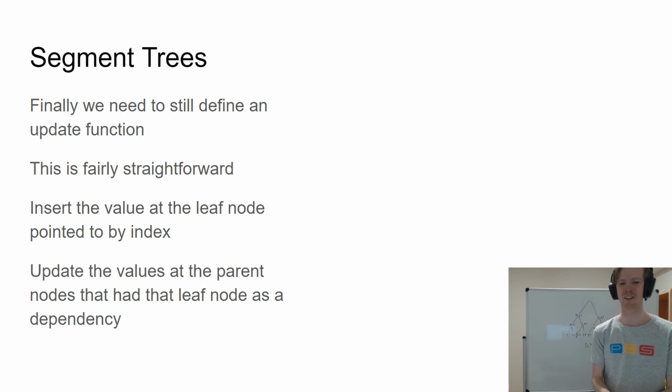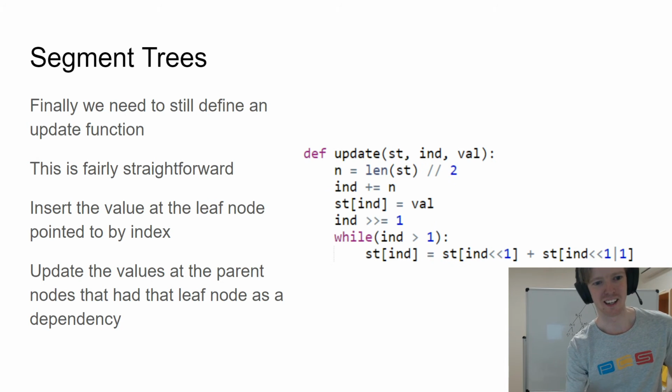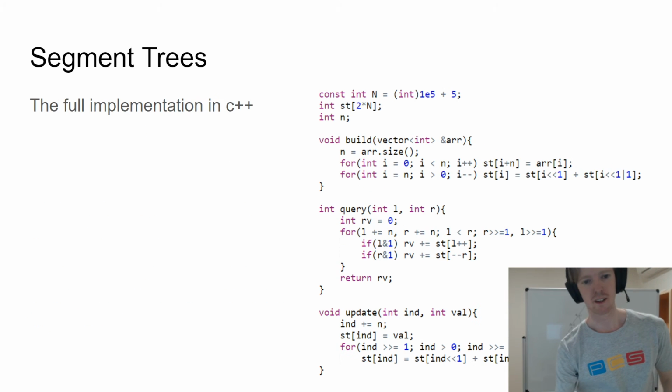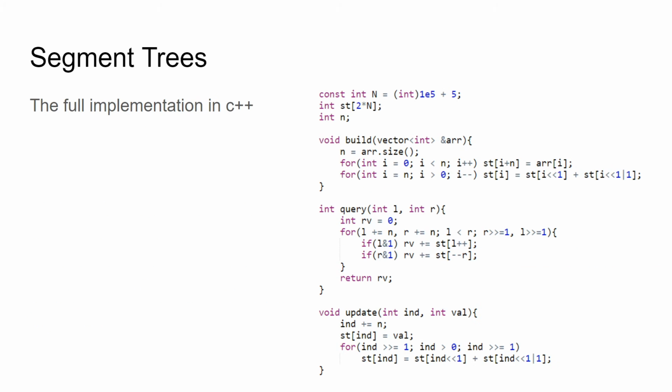We sort of glossed over the update function because it's not very exciting. All the update function says is that we're inserting a value at an index. We first put that value into the segment tree, because a leaf node will have that value, and then we compute every value that had that leaf node as a dependency, which takes log n time. And this is the implementation in C++, which is very short and very clean.